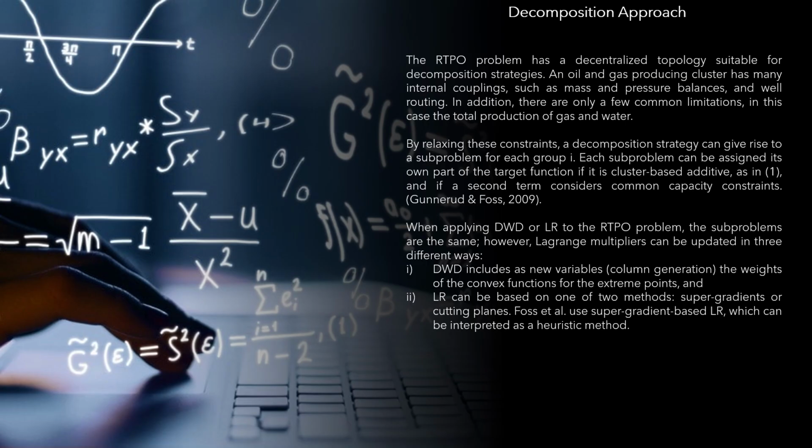When applying DWD or LR to the RTPO problem, the subproblems are the same. However, Lagrange multipliers can be updated in three different ways. DWD includes as new variables, column generation, the weights of the convex functions for the extreme points, and LR can be based on one of two methods, supergradients or cutting planes. Foss et al. use supergradient-based LR, which can be interpreted as a heuristic method.